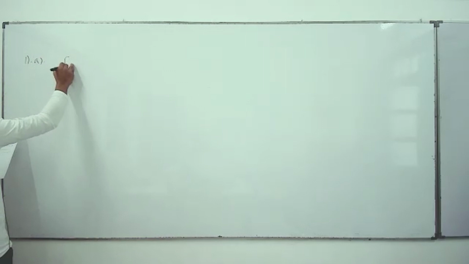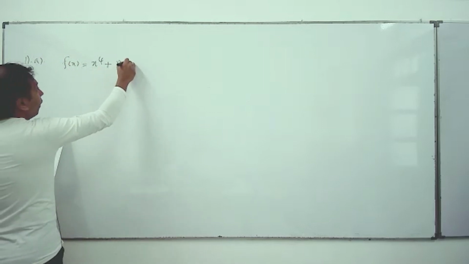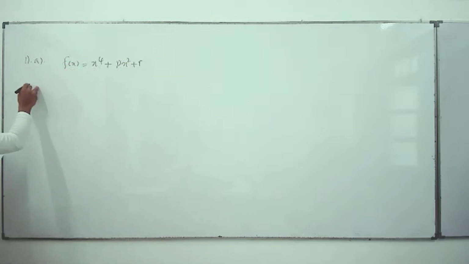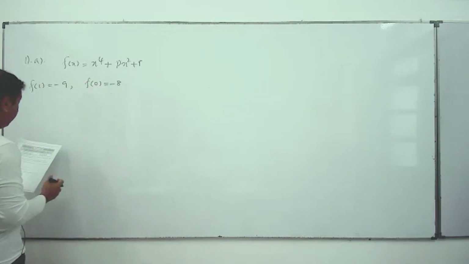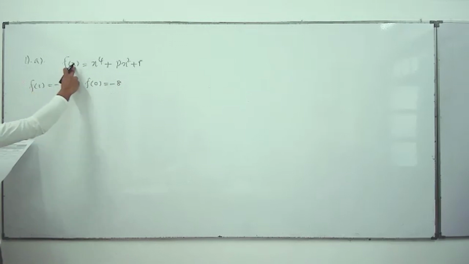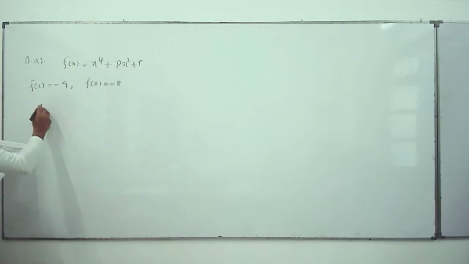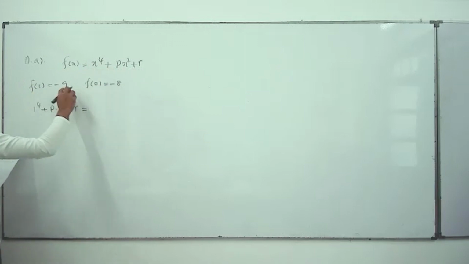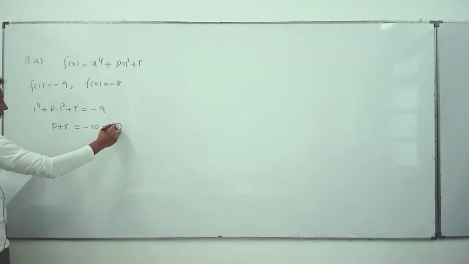Part B. If f of x equals x to the 4 plus p x squared plus r, given f(1) is minus 9 and f(0) is minus 8, find the values of p and r. f(1) is minus 9 means putting x equals 1 here. What do you get? 1 to the power 4 plus p times 1 squared plus r. f(1) equals minus 9, so p plus r equals minus 10. Number 1.